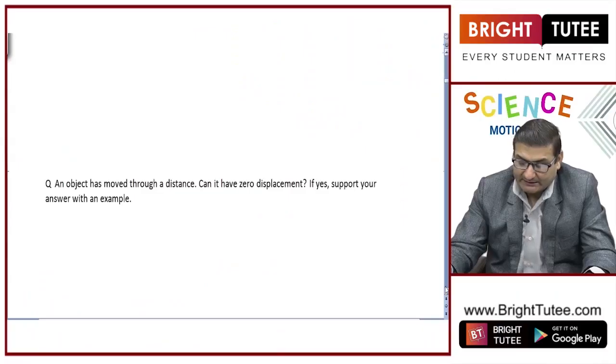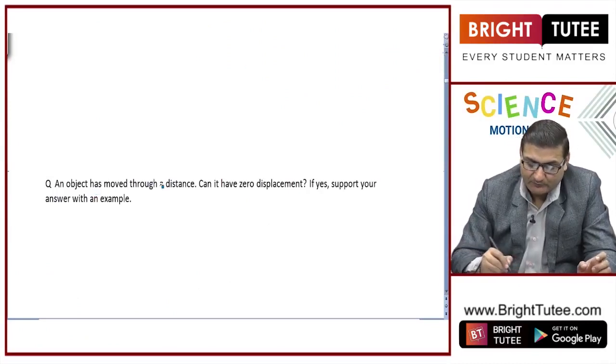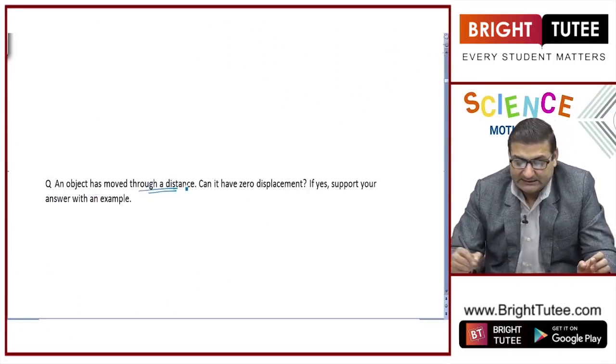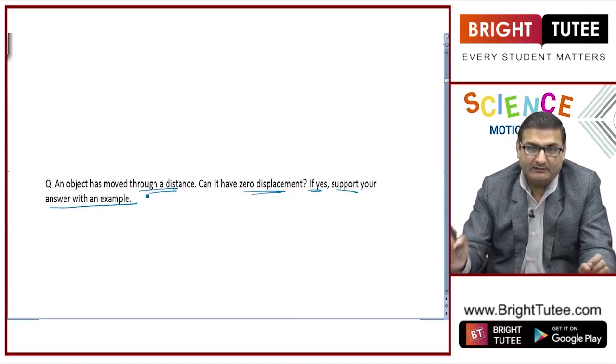Hello dear students, today we will be taking up the first chapter of 9th class physics, that is motion. The first question that comes to us is: an object has moved through a distance. Can it have a zero displacement? If yes, support your answer with an example.